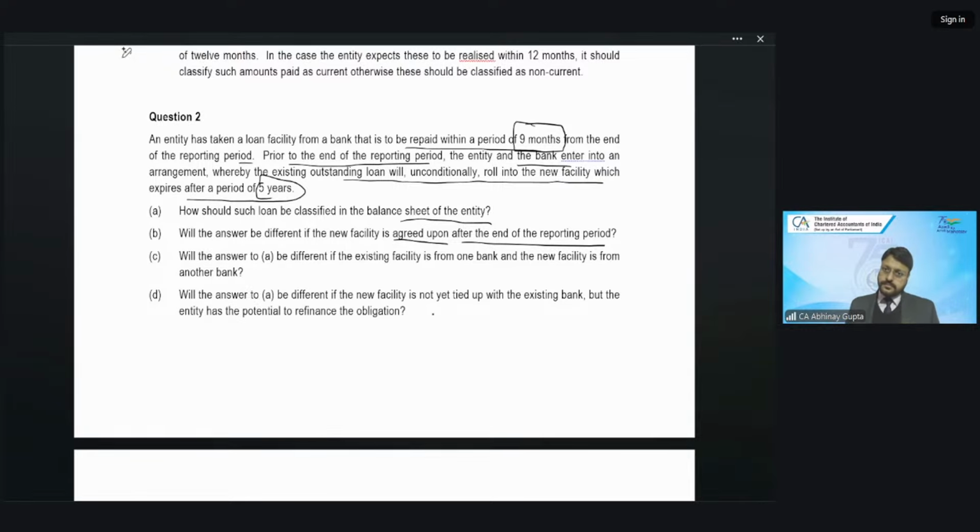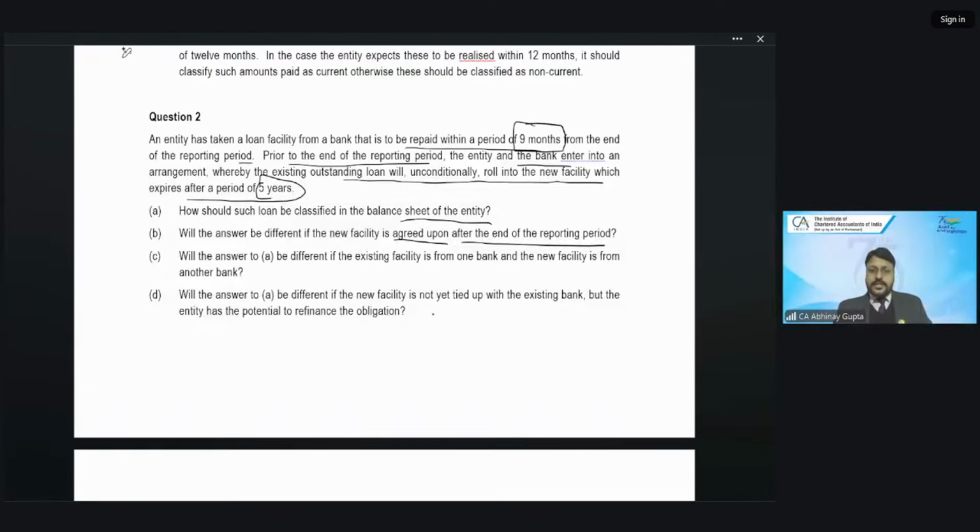The reason is the new facility is not tied up under the potential refinancing obligation. The entity has the potential to refinance the obligation, which means that they are not going to extend the facility. So it will not be classified as non-current. It will be classified as current only.